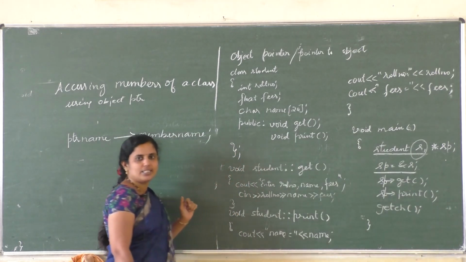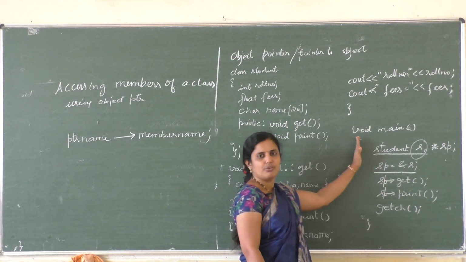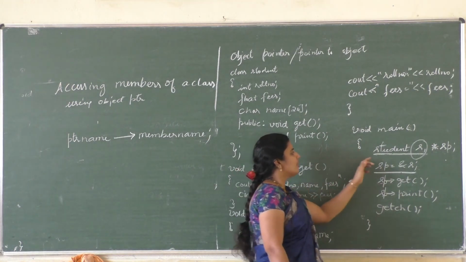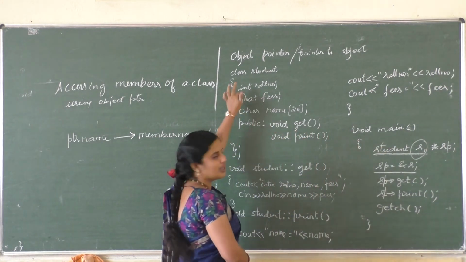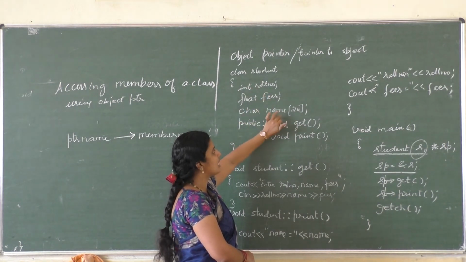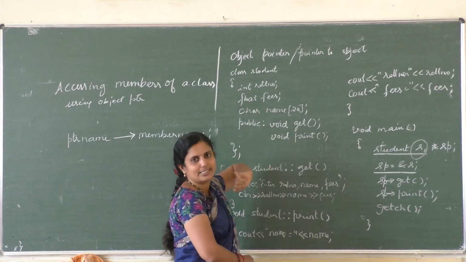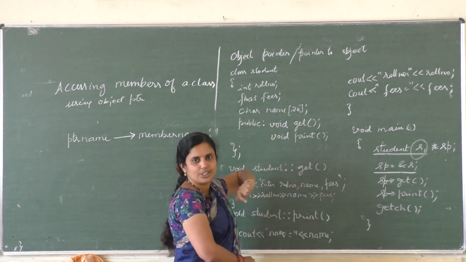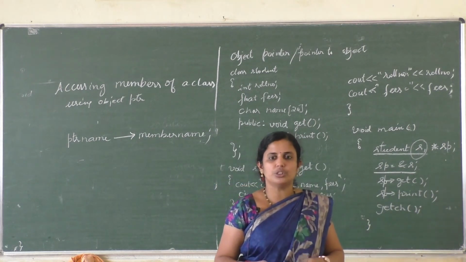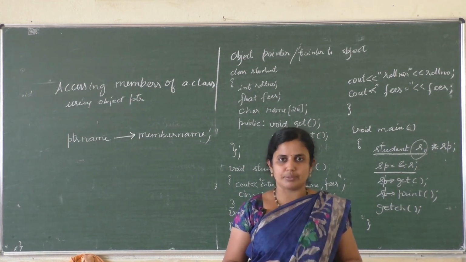I will just explain this program. I will start from the main function. Usually execution starts from main. I have created a class student here, isn't it? That has 3 data members: roll number, fees and name. Roll number is integer type, fees is float type, name is a character array. Next I have 2 functions, get and print. Get is to accept the input from the user, print is to display the contents of what we have accepted. Okay.